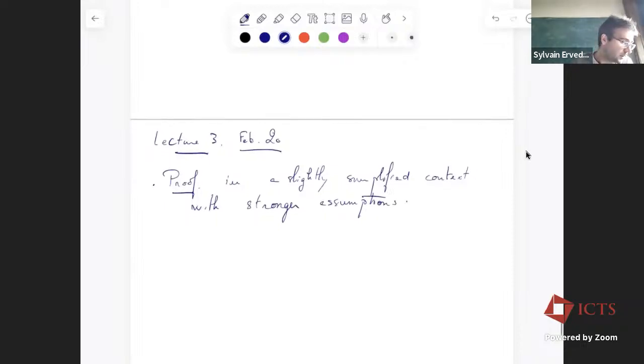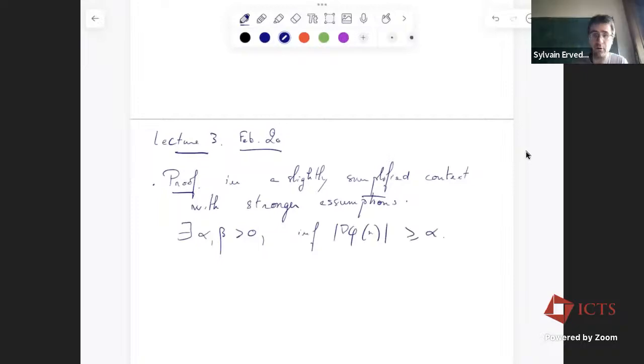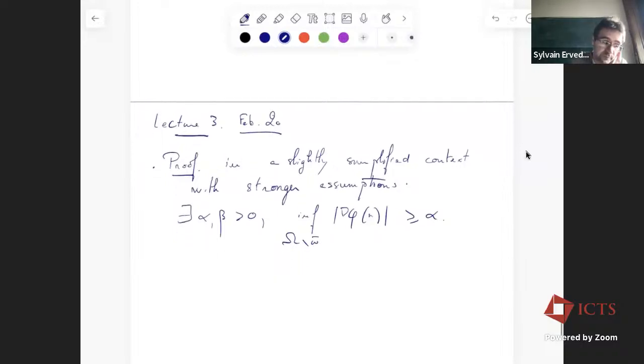Okay, and so namely, I will assume that there exist coefficients alpha and beta strictly positive such that the infimum of the gradient of phi over x is larger than alpha. So still this condition of non-criticality of phi in omega minus omega bar.